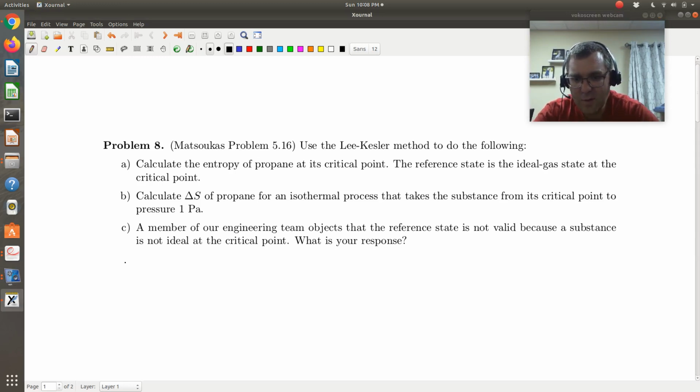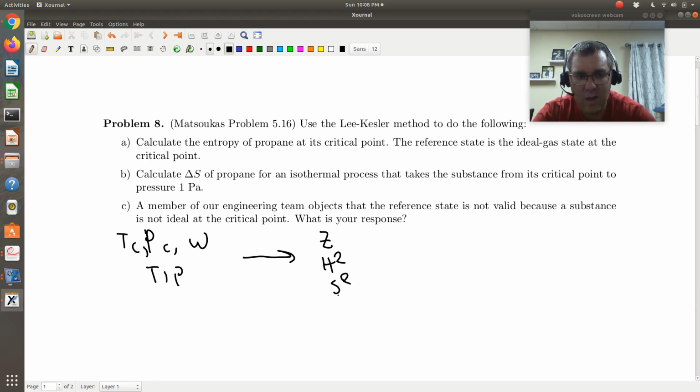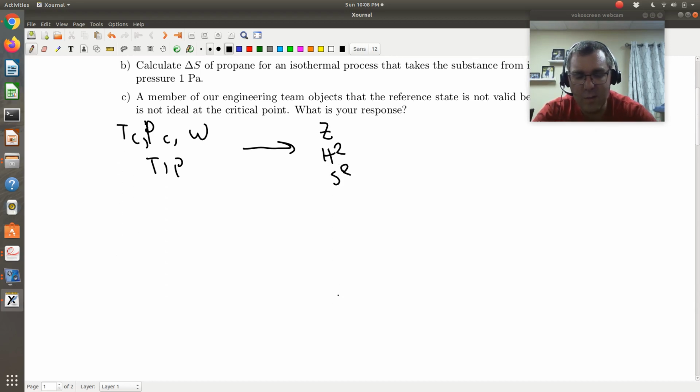So with Lee-Kessler, remember the idea is I need to look up TC, PC, and omega for my system of interest. And then if I know the temperature and pressure of interest, I can again use my Lee-Kessler tables, which we'll look at in Smith, Abbott, and Van Ness in just a second. I can get Z if I need it, along with HR and SR. And the general idea of using the tables is you need reduced coordinates.